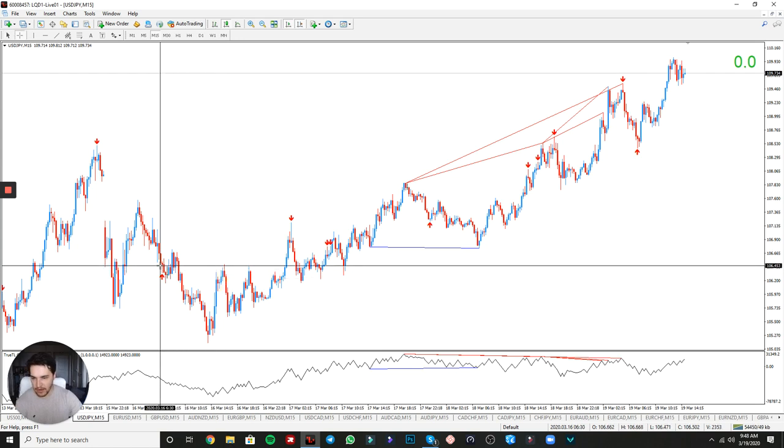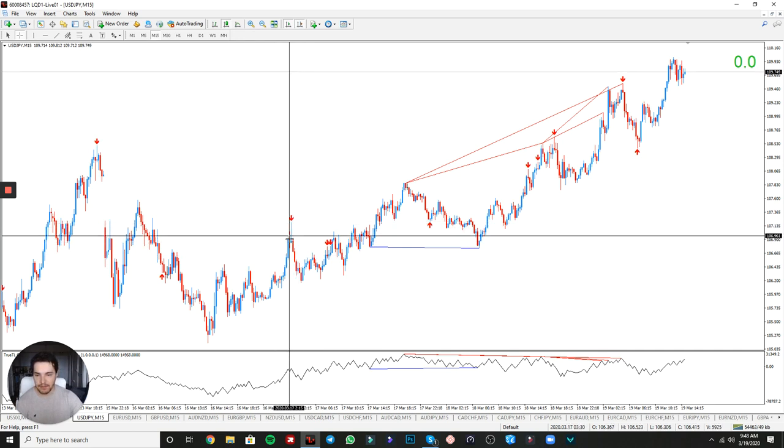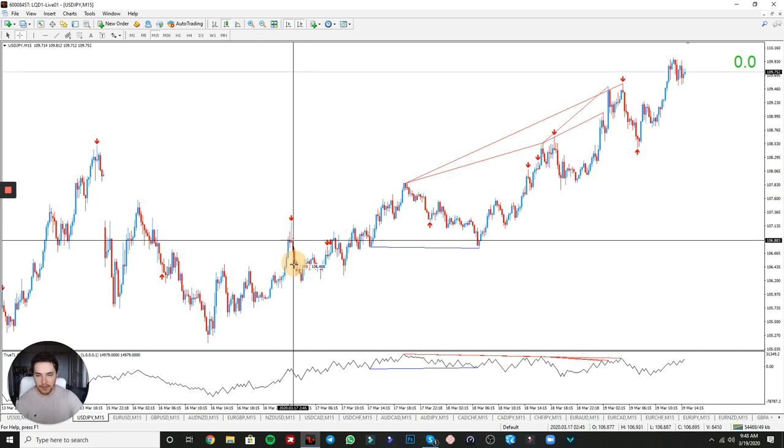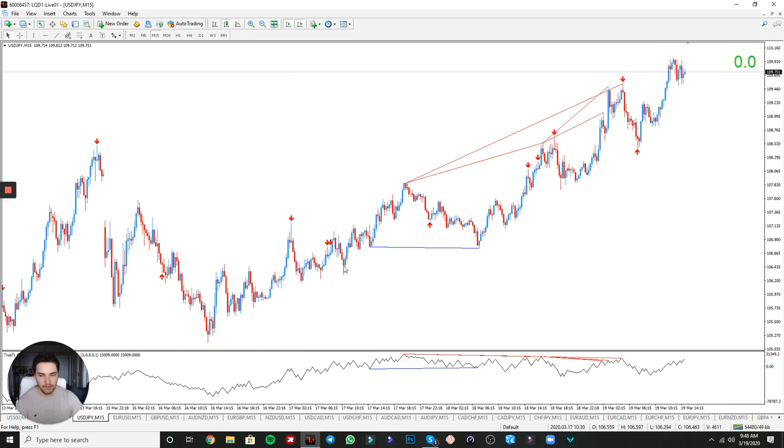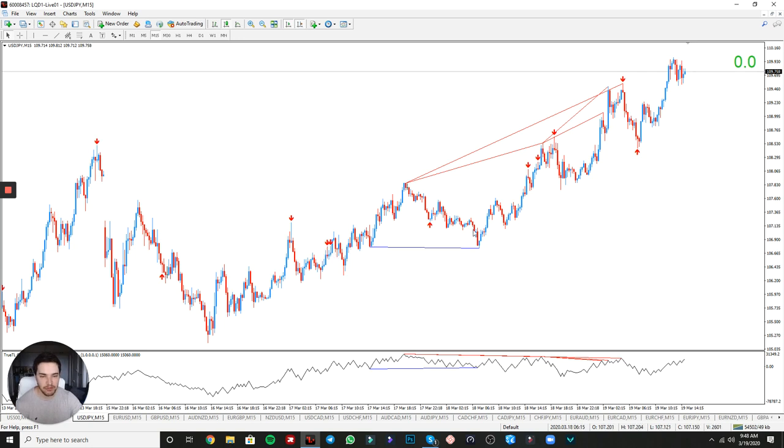If you would have gotten in right here, obviously that would have been a losing trade. If you would have gotten in right here at the close of this candle, you would have caught around 67 pips. Right here, this would have been a losing trade, assuming you used a stop loss or didn't use a stop loss.